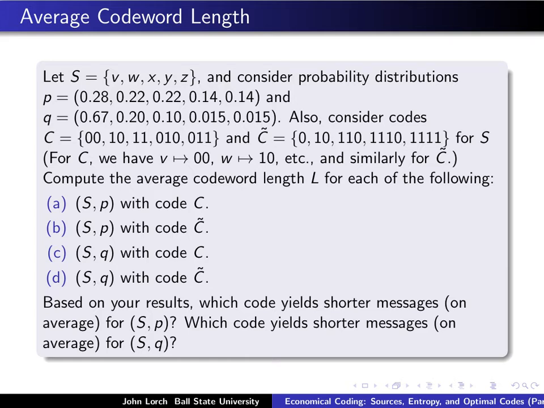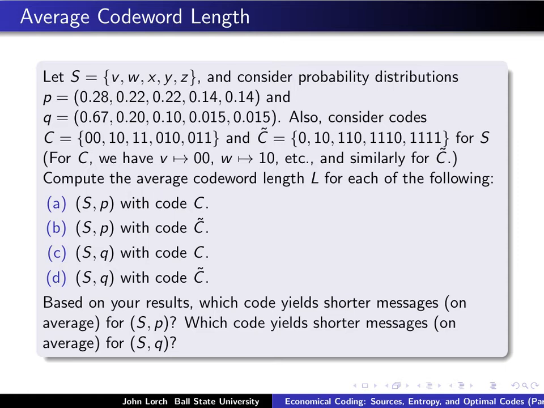Now we compute some average code word lengths. In this setting, we have our alphabet S consisting of the letters V, W, X, Y, and Z. We also have a couple of probability distributions and a couple of codes. This setting probably looks familiar, and it should, because it is the exact setting that we had in our introductory exercise at the beginning of this video. As we make some computations here, I think it will be interesting to see whether any of those computations are reminiscent of calculations that you made during the introductory task.